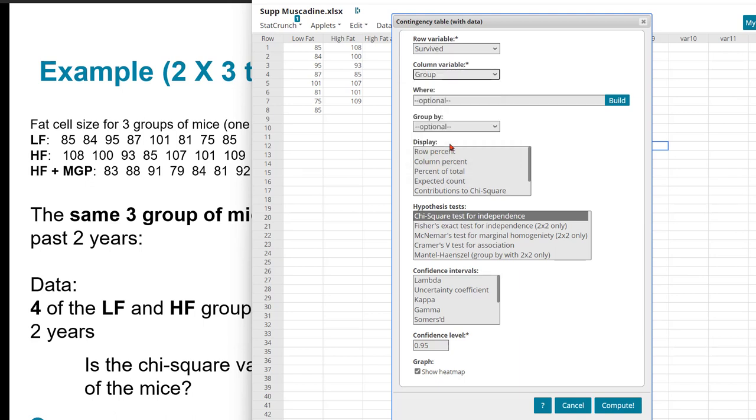Next, we're going to create the cross-tabulation table by selecting row percent, column percent, and the percent of total. In addition, we can now select the expected count.